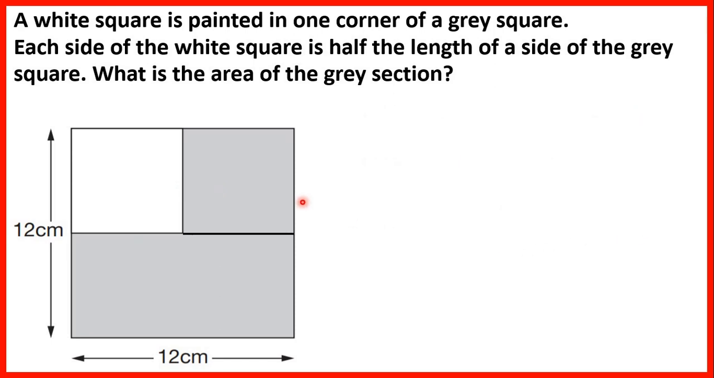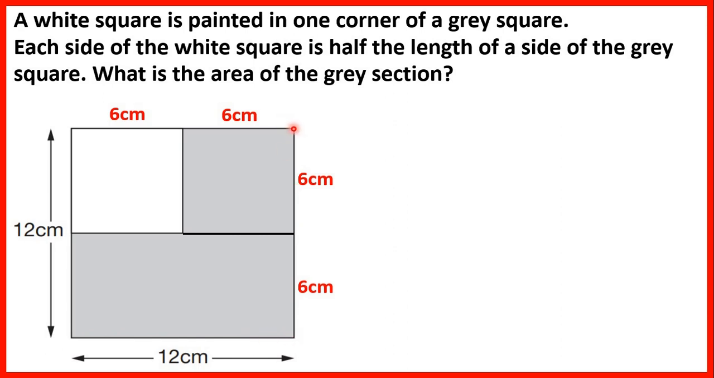The other way to work this out would be to divide the grey section in two. So then, because we know that each side of the white square is half the length of the side of a grey square, we know that this length that's white is 6, which means that this length must be 6 as well, because 6 plus 6 gives a total of 12.